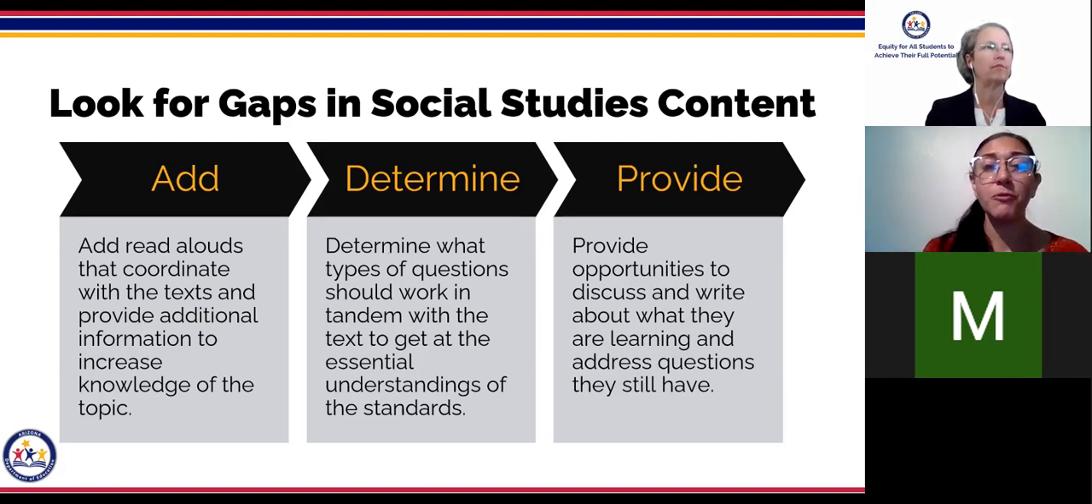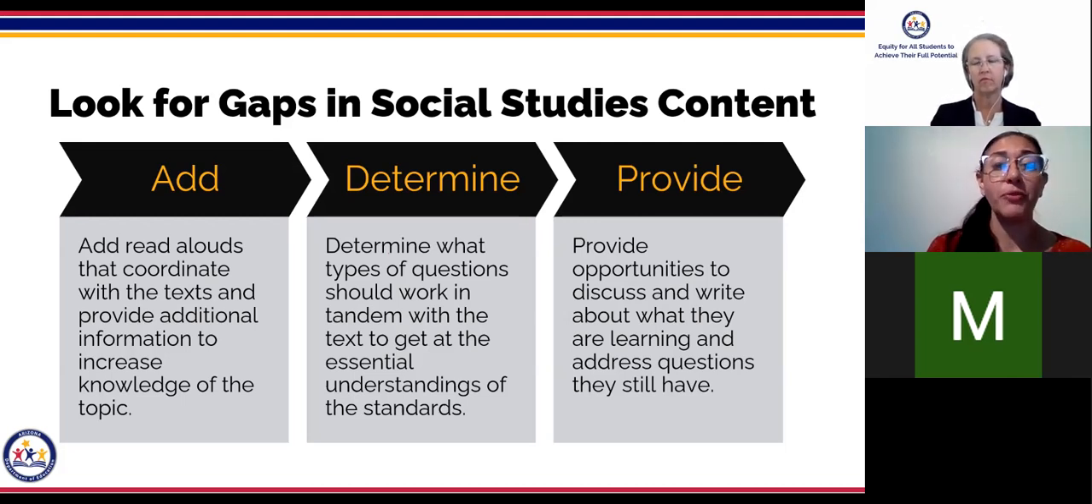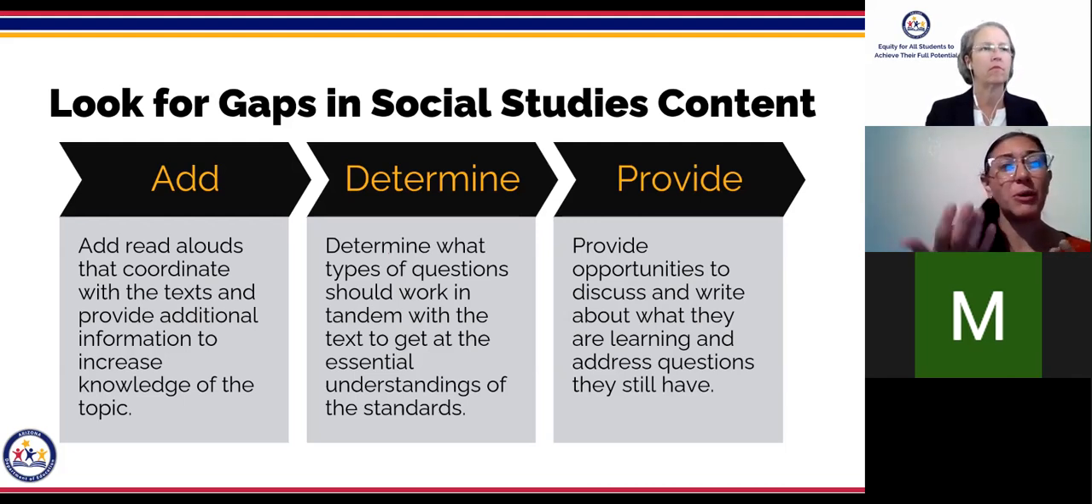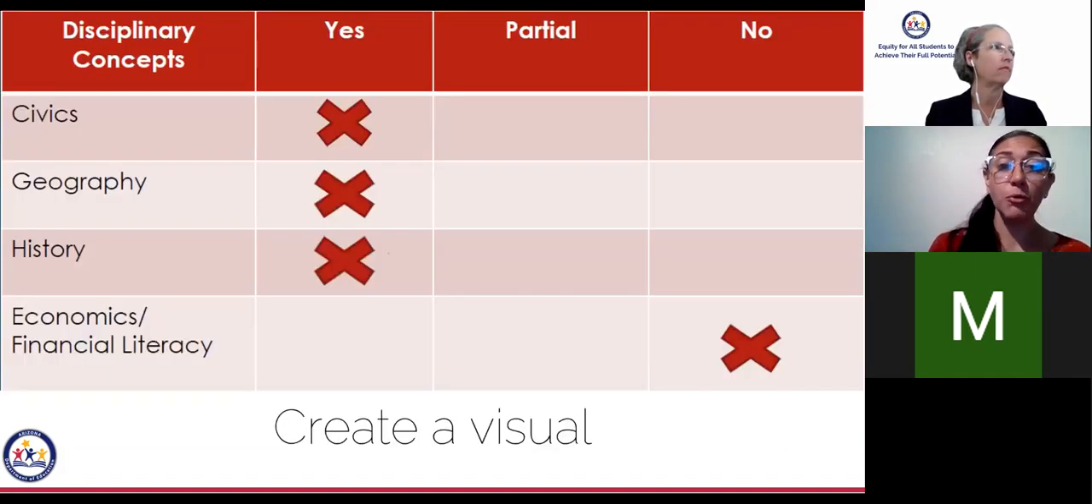And then the last one is provide opportunities to discuss and write about what they're learning and address the questions that they still have. This is a great way to get the students, as Linda said in those C3 ones, to lead them to action. They're going to start engaging with that and making connections with what they've learned in their content and the curriculum that you've just taught them. Okay, so that's strategy number one.